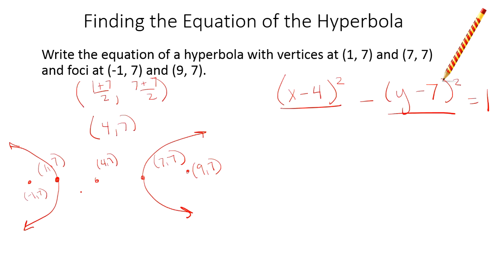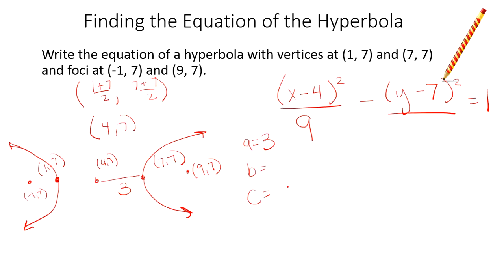Let's find out what our a value is. So a, remember guys, is the distance from center to vertex. So that looks like it's going to be a distance of 3, right? This is a distance of 3. So I'm going to have 9 underneath there. So my a is 3. We do not know b, but we do know our c value, or we can find it. That's the center to a focus, which is a distance of 5, right?